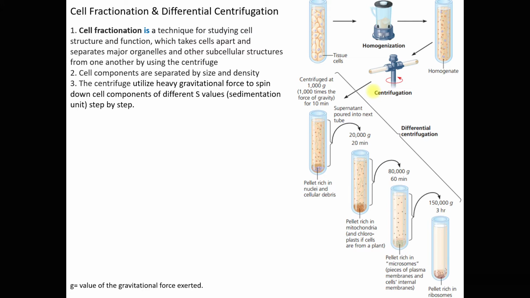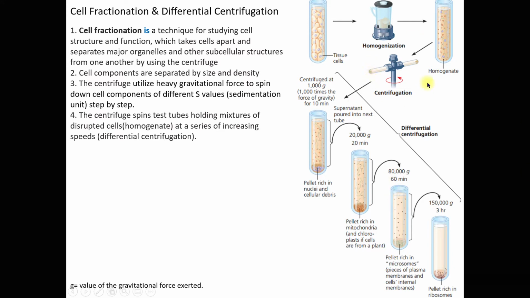The centrifuge utilizes heavy gravitational force to spin down cell components of different S values step by step. As you can see here, the cell components are being separated step by step by their size and density, based on the different S values, or sedimentation units. The centrifuge spins the centrifuge tube holding the mixture of disrupted cells at a series of increasing speeds.